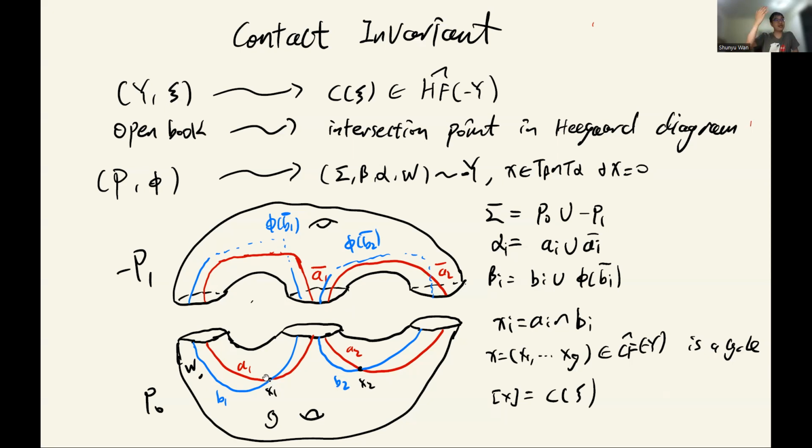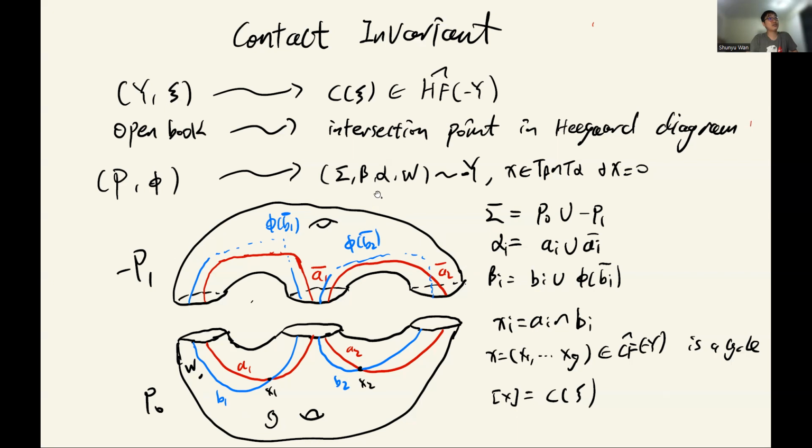But on the other side, on the minus P1 side, we're not just using the identity b_i bar, but instead we put the monodromy on that. So instead of b_1 bar, we will put phi of b_1 bar. We are using the monodromy, and similarly for the other b_i. So the beta_i are b_i union phi b_i bar. And after we put it together, it will give us a Heegaard diagram.